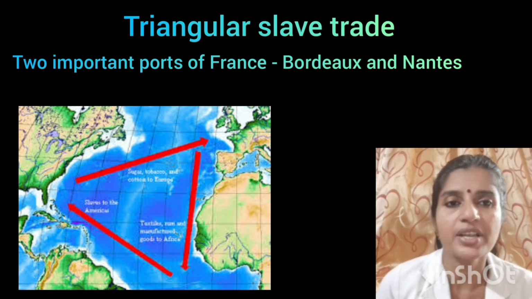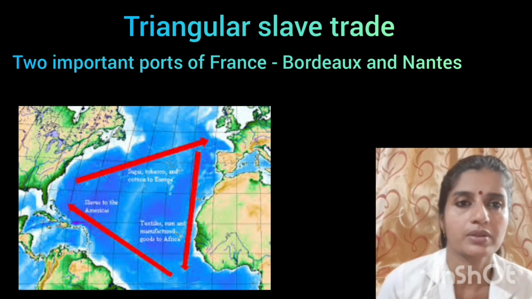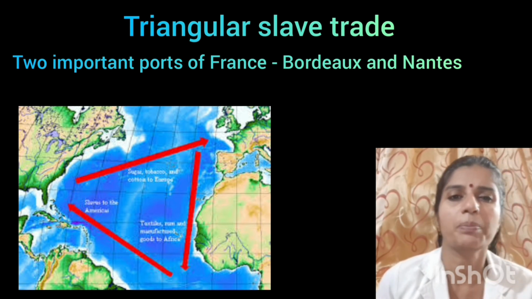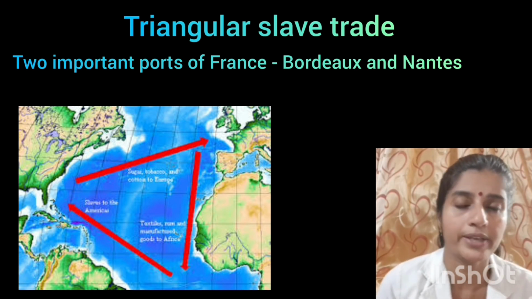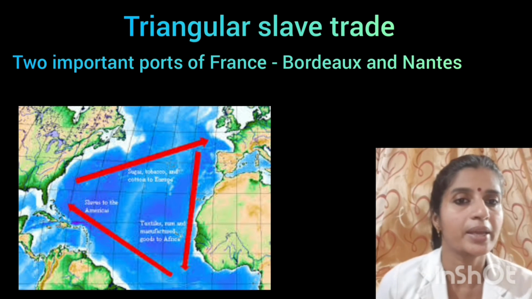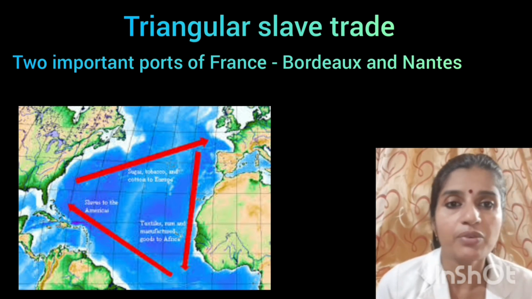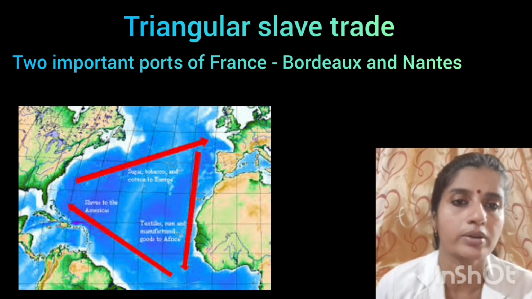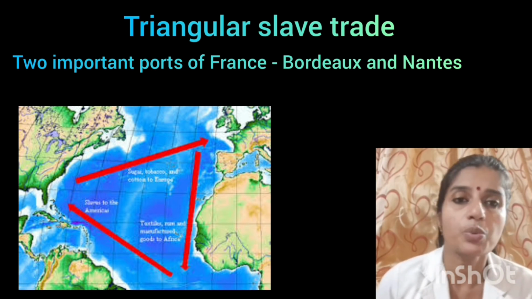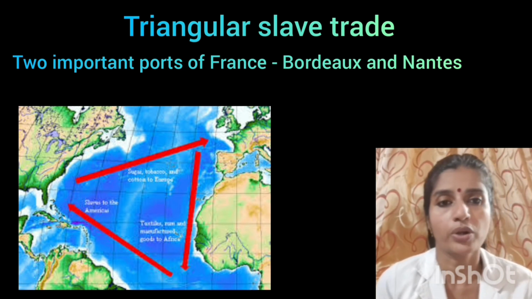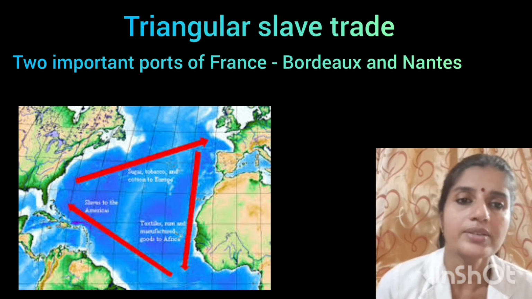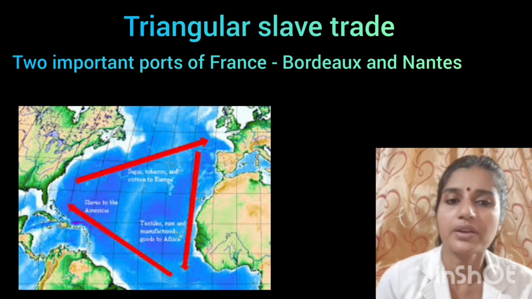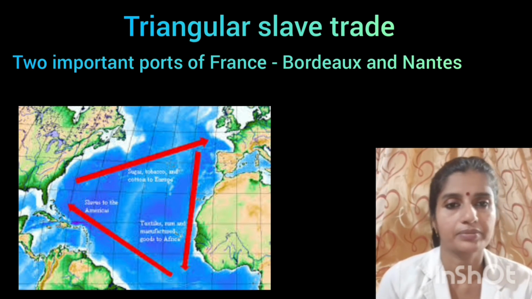Then, they branded and shackled these slaves. Then these slaves were packed tightly into the ships for the 3-month-long voyage across the Atlantic to the Caribbean. There they were sold to the plantation owners. These slaves were used by the plantation owners to work in their factories. This was the triangular slave trade. These slaves' condition was very pathetic.